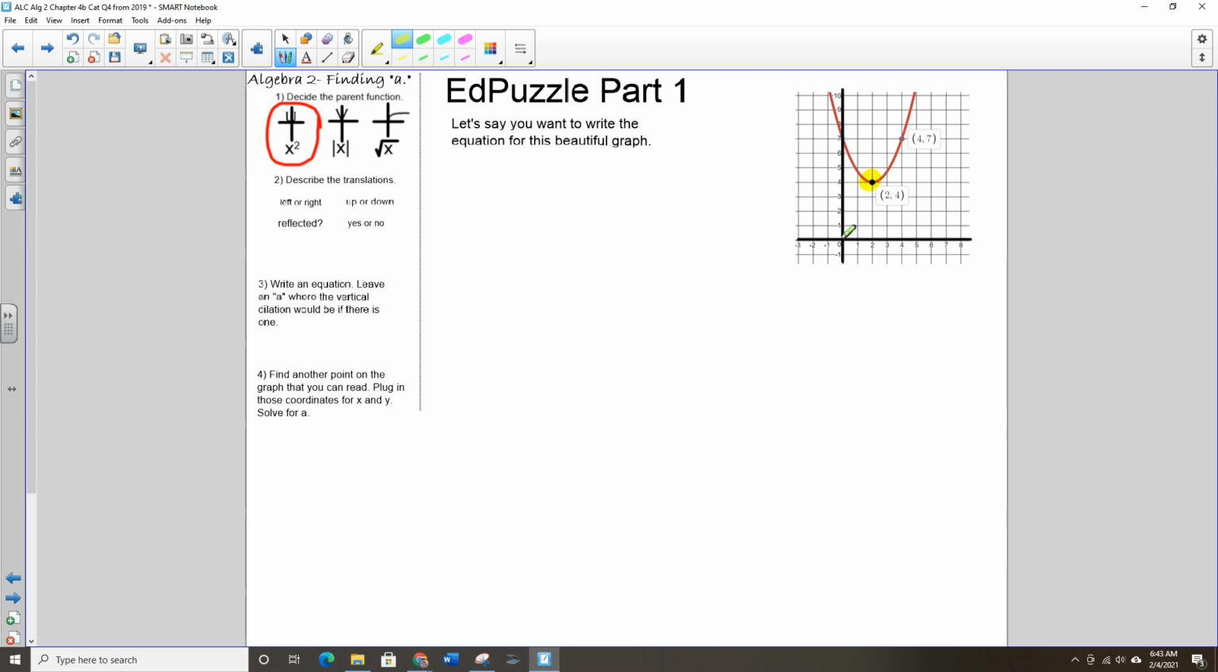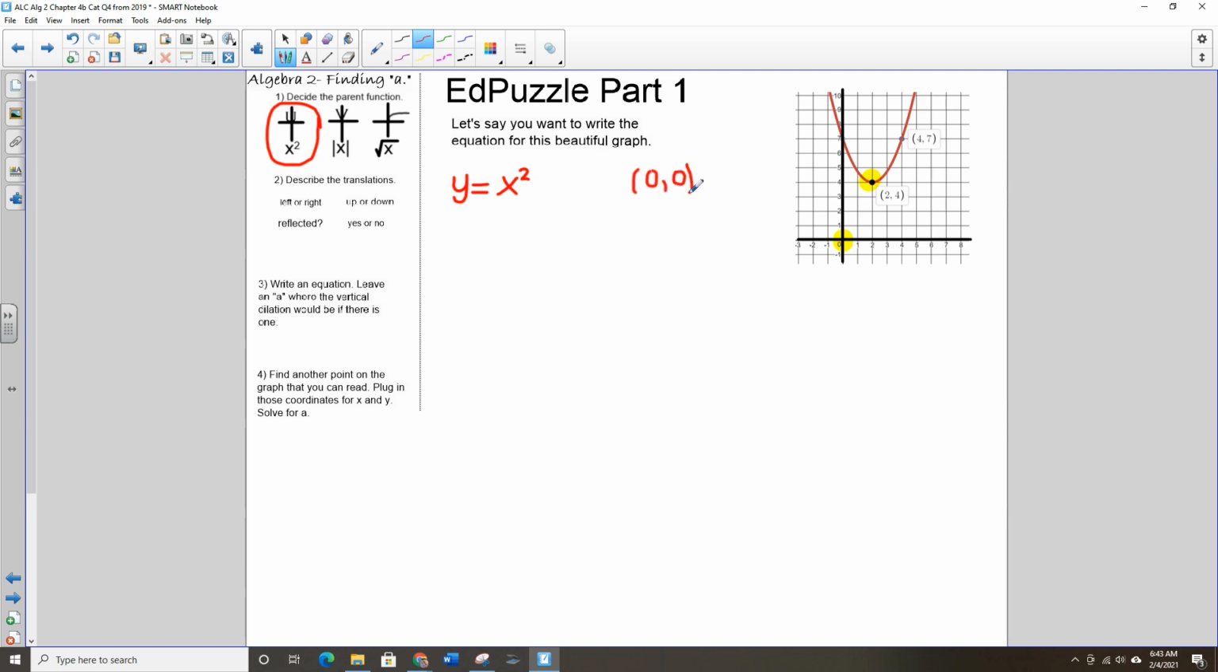So normally the parent graph, which is y equals x squared, that's what we're calling the parent, since we're saying that these graphs are all in the same family, the vertex would be at 0, 0. So we're looking at the new vertex and we're describing it.